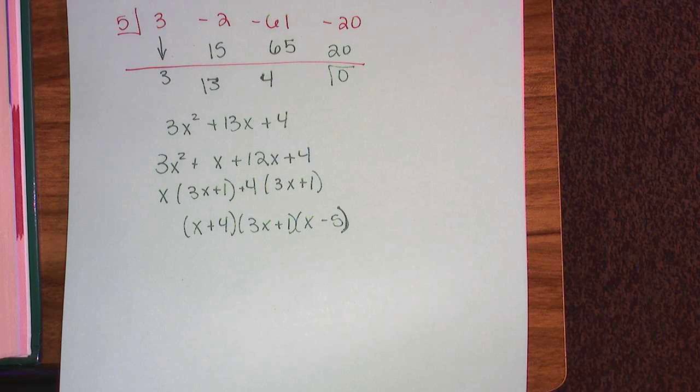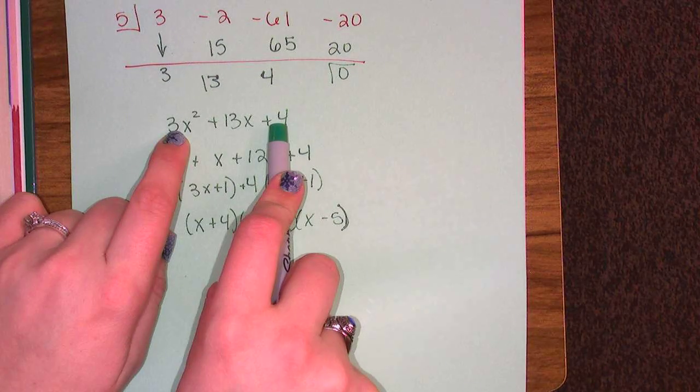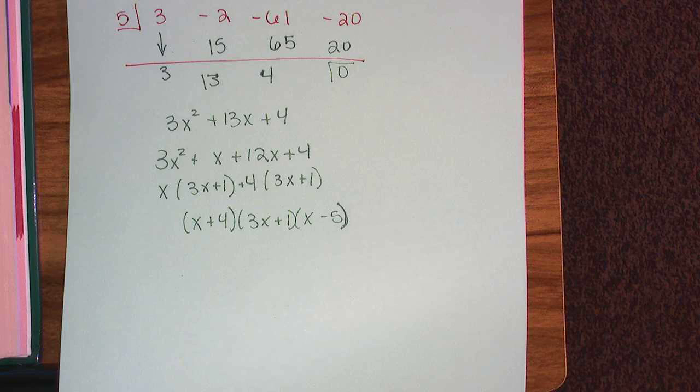That was fun. Yeah, because that's not going to come out to give you the same answer. I factored. 3 times 4 is 12. I need factors of 12 that give me 13. And that would be 12 times 1, because I'm factoring by grouping.